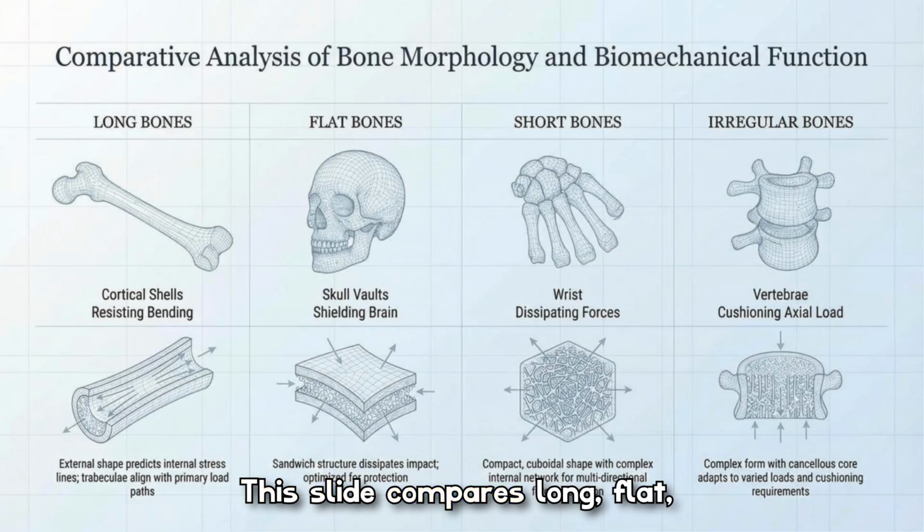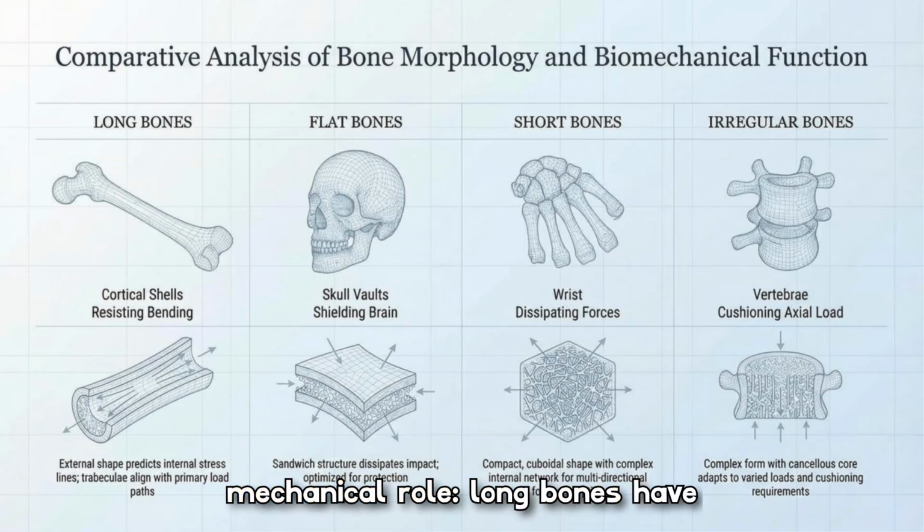This slide compares long, flat, short, and irregular bones and highlights how shape predicts mechanical role. Long bones have cortical shells resisting bending. Flat bones act like protective sandwich structures for organs. Short bones form compact cuboidal units for force dissipation. And irregular bones, like vertebrae, combine a cancellous core with complex form to cushion axial loads.